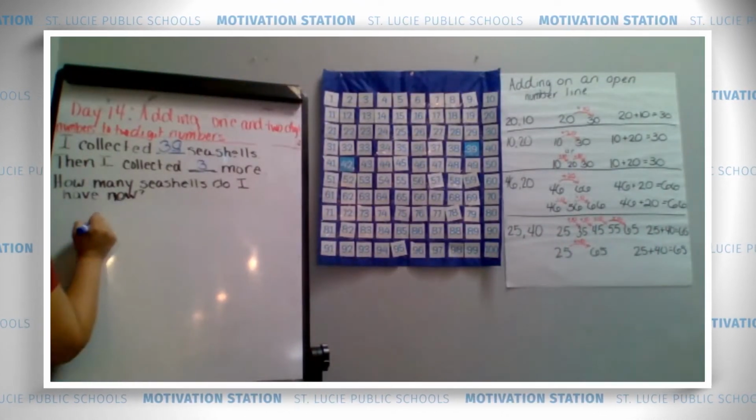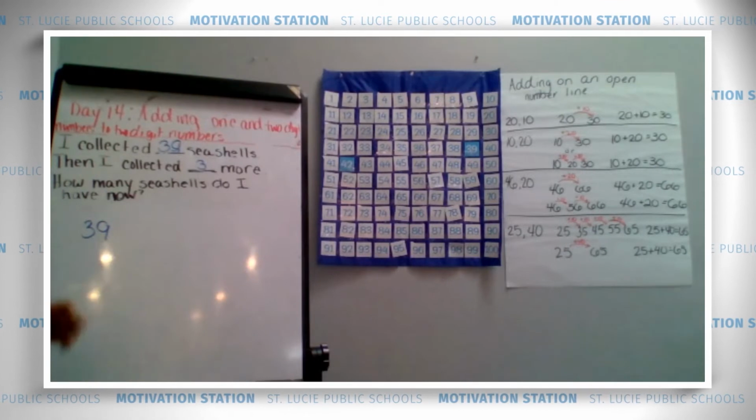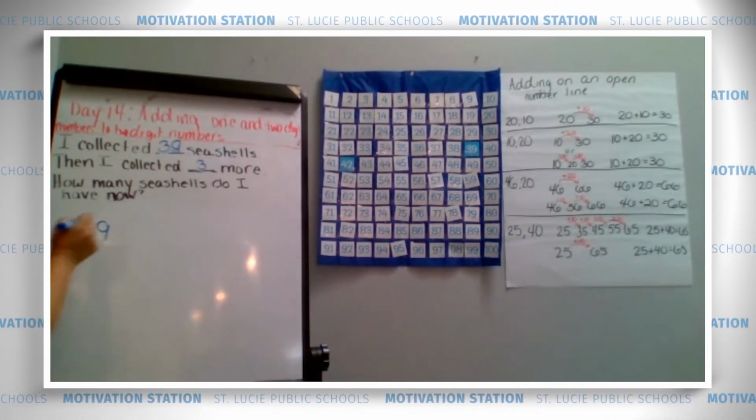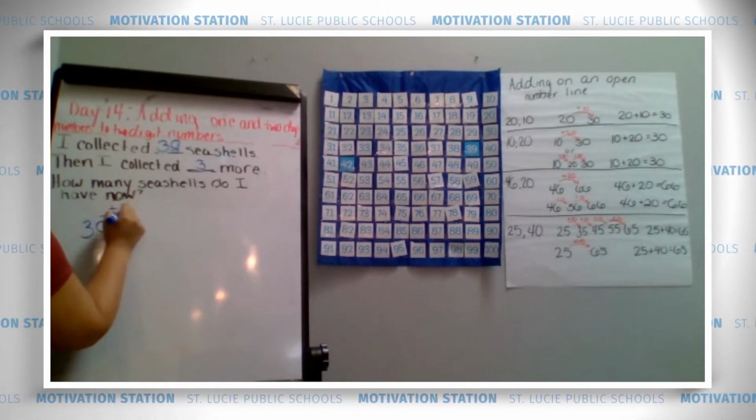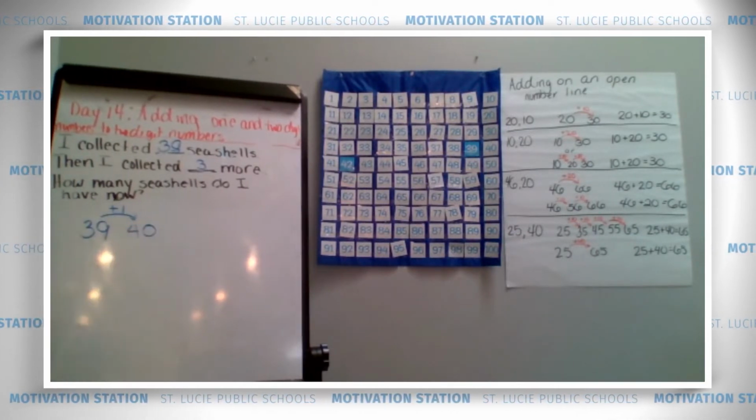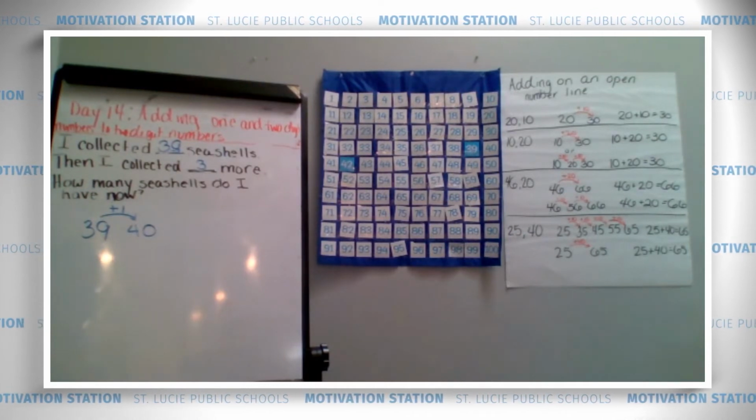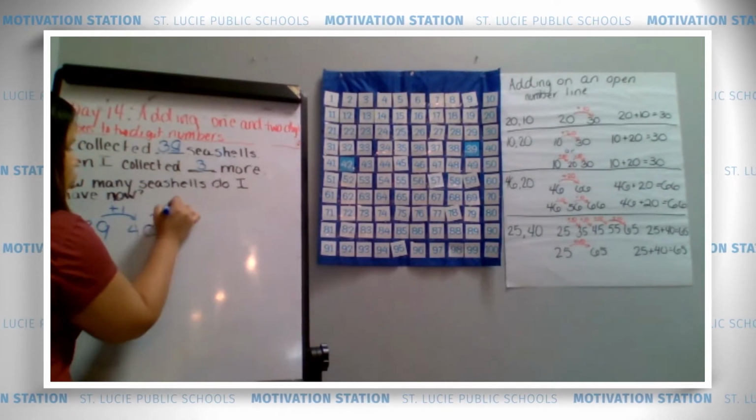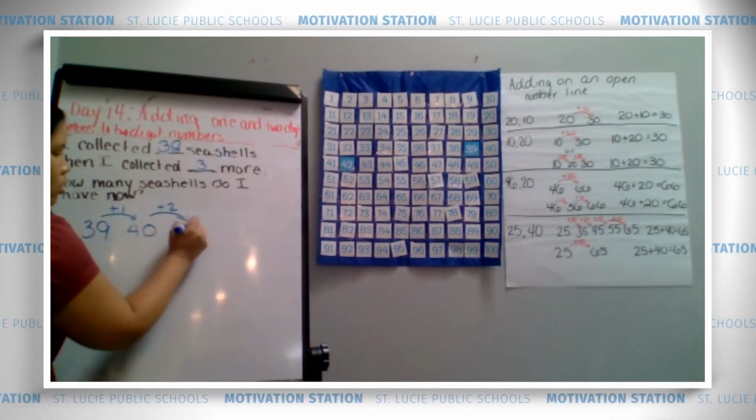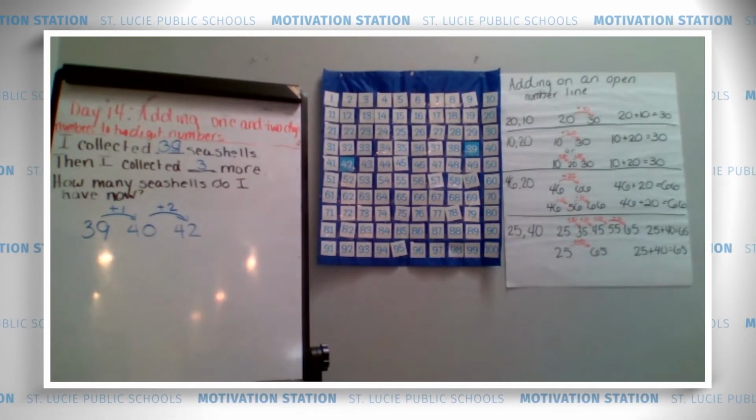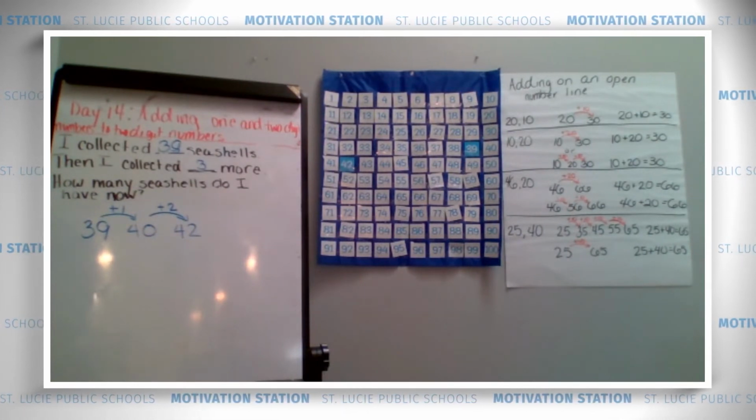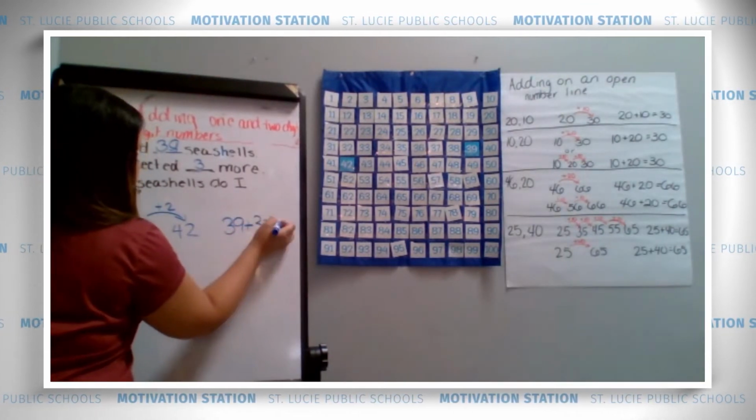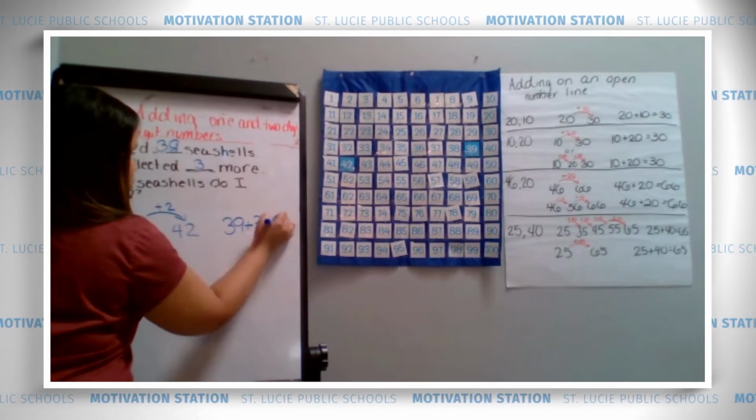If I start at 39, we're going to think about our spillover amounts. We want to add 3. I know that 1 is left to get me to complete that row of 10. And I took 1 away from this 3, so now I have plus 2, and plus 2 is 42. So my equation is still 39 plus 3 equals 42.